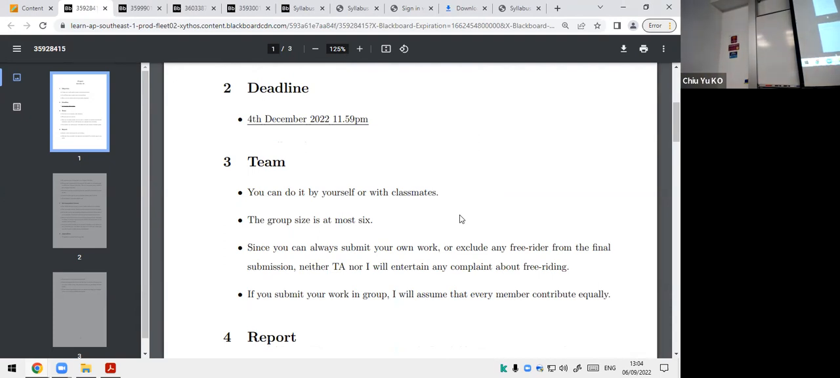Because of COVID and other things, you may want to do it by yourself. Or if you are a lone wolf, you want to do it by yourself, or if you have a group spirit, you want to do it with your friends. It's also okay. The only restriction I have is a maximum group size, which cannot be more than 6. The reason is that if everyone does it in one group, then I cannot grade. So I have to have some maximum.